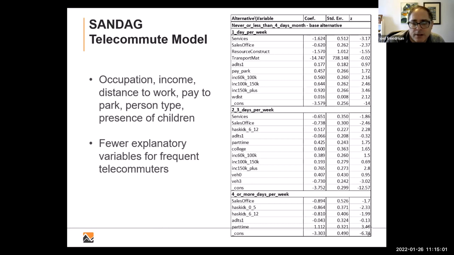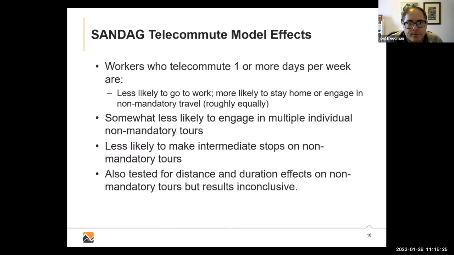So then for telecommuters, the alternatives are 1 day a week, 2 to 3 days a week, or 4 or more days a week. And you can see the explanatory variables here: occupation, income, distance to work, whether the person has paid parking or not, whether they're a full or part-time worker, presence of children in the household, number of cars, and so on. And then the effects of that model are incorporated into downstream models.